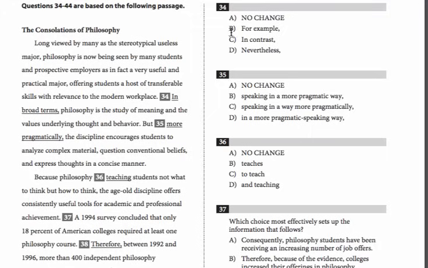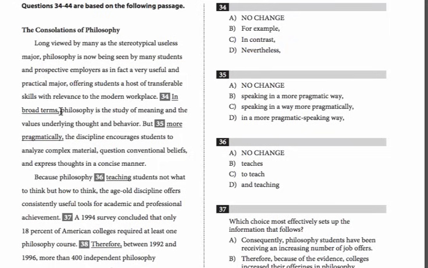For example, philosophy is the study of... This isn't an example. This is telling you what philosophy is. For example, Taoism is a type of philosophy, right? In contrast, what contrast, right? In contrast would be, mathematics is a very useful major, right? And nevertheless, right? That also makes no sense because nevertheless is sort of like a contradiction, right? I hate cheese, nevertheless, I ordered some with my burrito, right? It's saying, even though this isn't the case, none of that works.